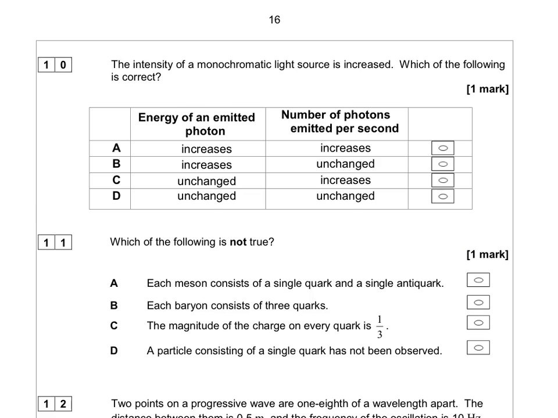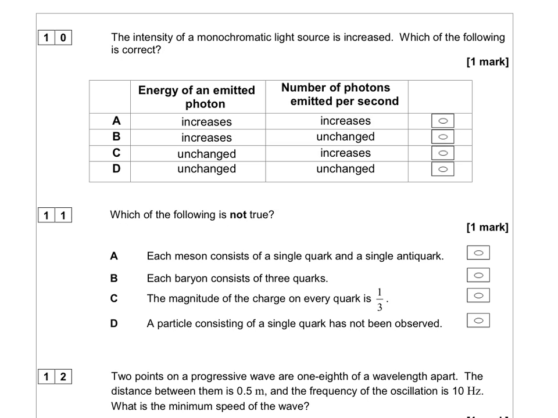Okay, let's move on. So the intensity of a monochromatic light source is increased. Which of the following is correct? So when you remember, we used the photon model of light, where the photon energy is independent of the intensity, so anything which suggests the energy changes is going to be wrong. So we can get rid of those two straight away. And the intensity is the measure of number of photons per second, so if you increase intensity, you're going to increase the rate at which photons are emitted, or the number of photons per second. Okay, so let's move on to the next one.